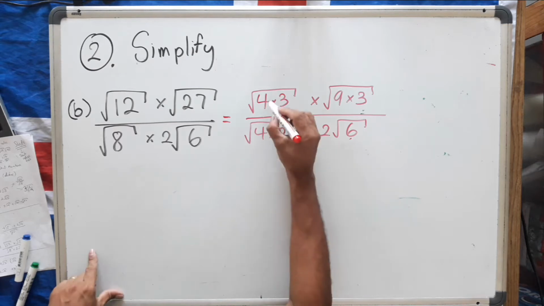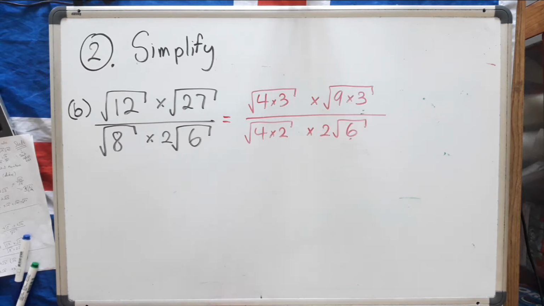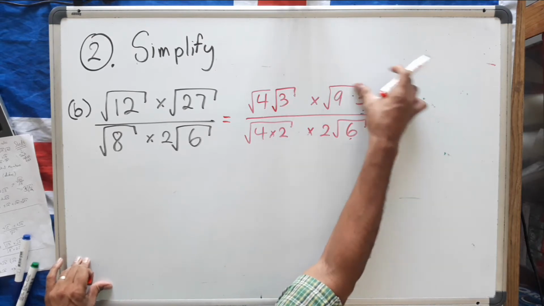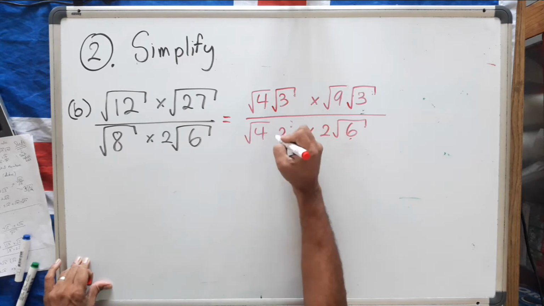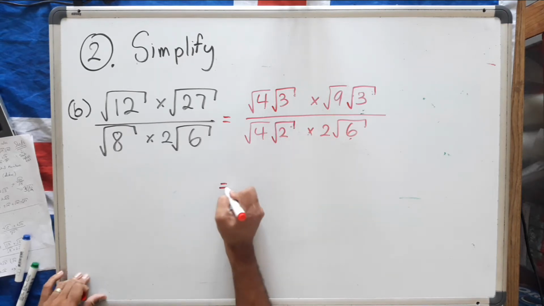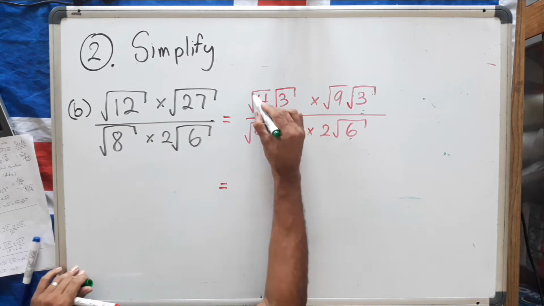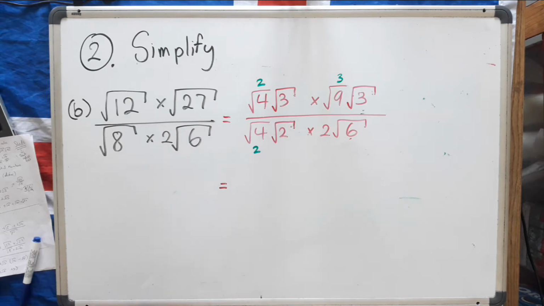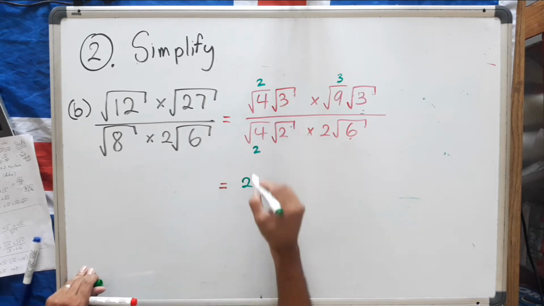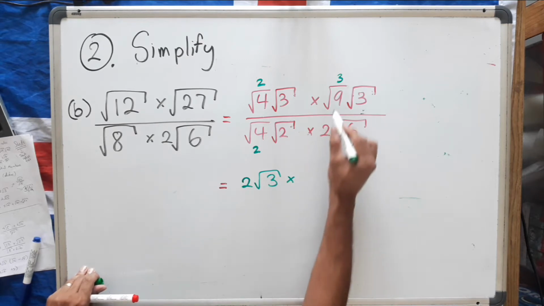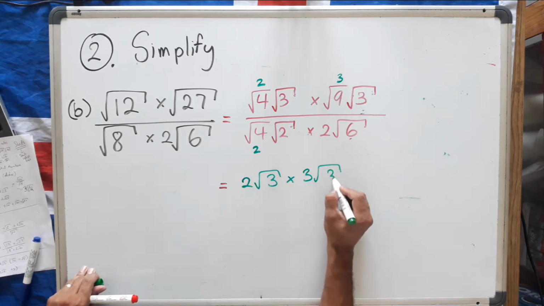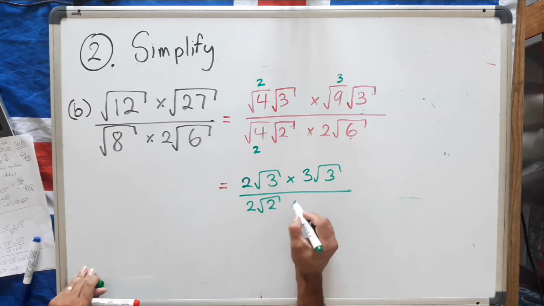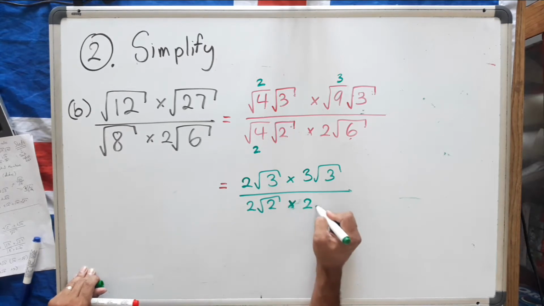We're going to apply the rule. Both of them are going to get their own individual square root signs. So let's write it in. Right. So let's simplify what we can simplify. Square root of 4 is 2. Square root of 9 is 3. Square root of 4 is 2. So on top we get 2 square root of 3 multiplied by 3 square root of 3. Underneath we have 2 square root of 2 multiplied by 2 square root of 6.